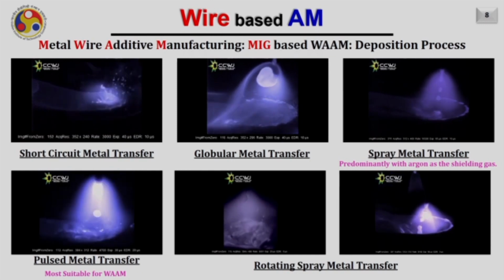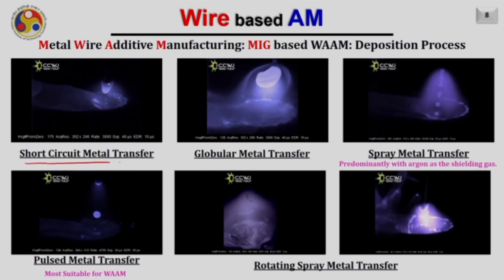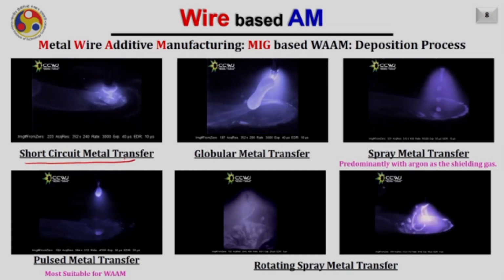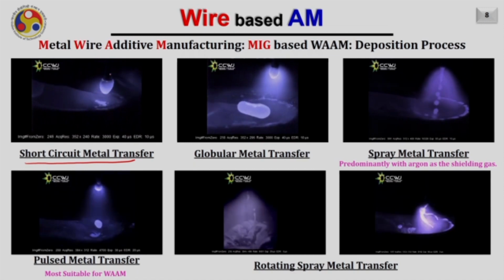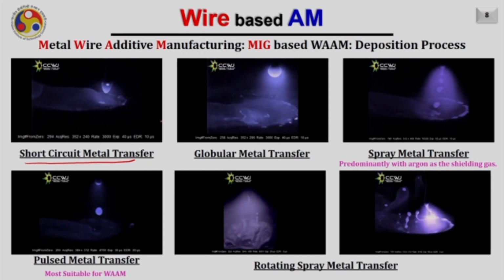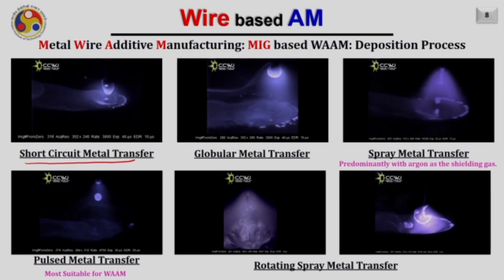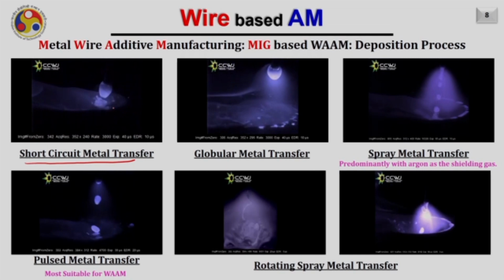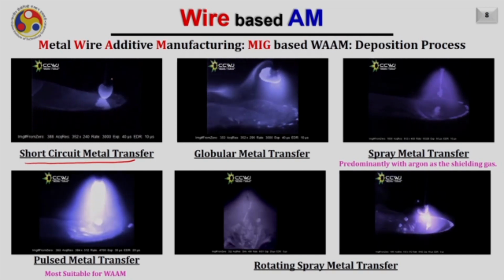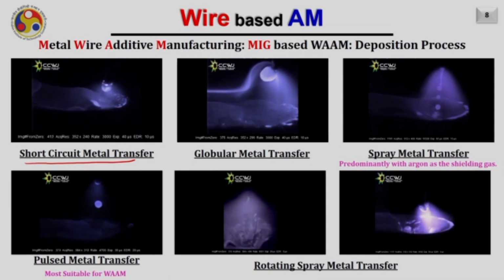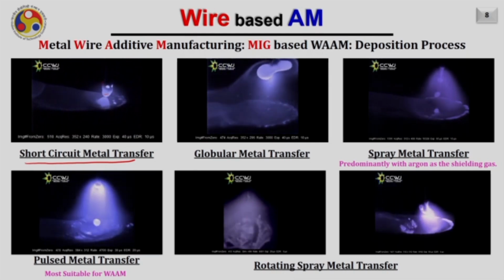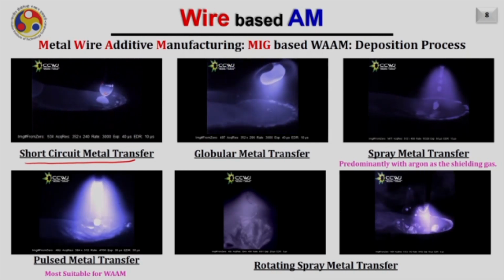The first one is the short circuit metal transfer. As you can see, in the case of short circuit metal transfer, the wire is coming from the top and it is making a short circuit with the substrate, meaning the voltage drops down to 0. As the voltage drops to 0 or a very low value, of course we have seen the current suddenly increases. As a result, as the current increases, the wire gets melted and deposits the material onto the substrate. So here each time the short circuit is happening.